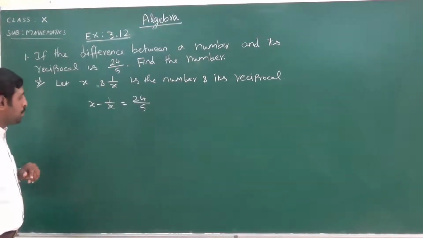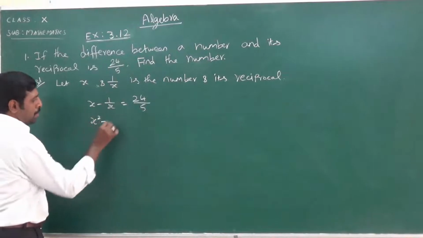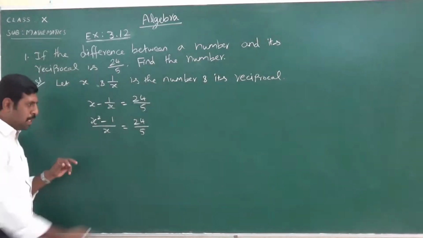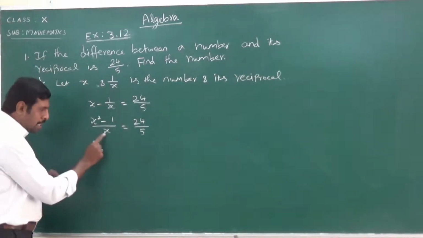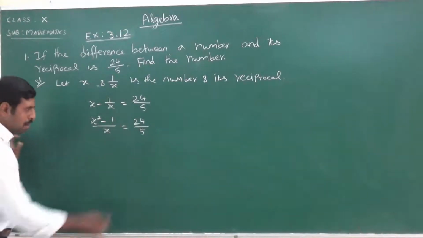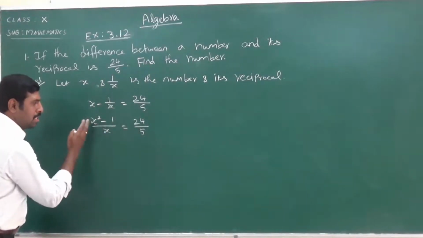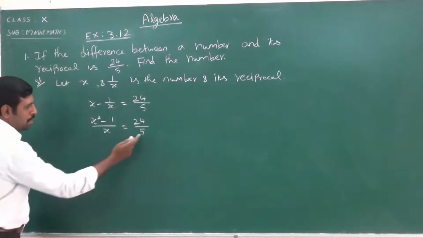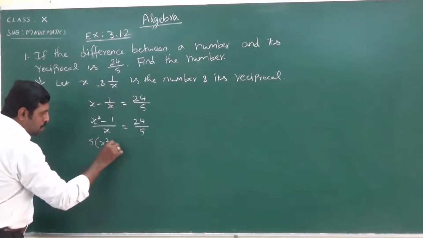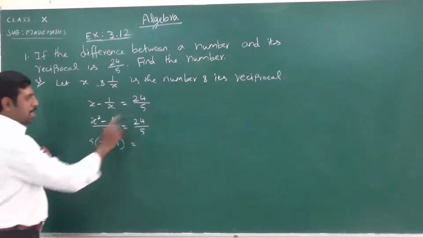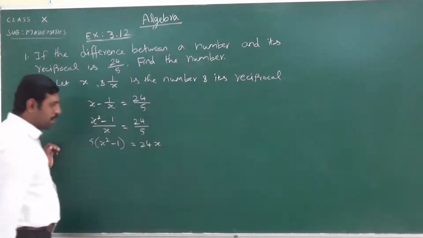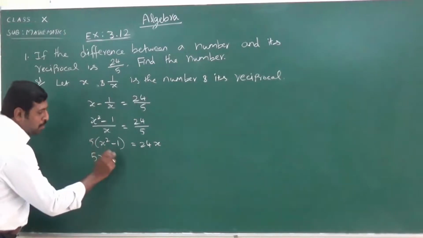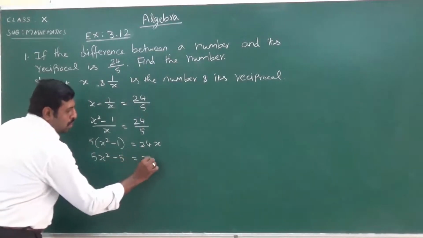Now we have to take LCM. So x square minus 1 divided by x is equal to 24 divided by 5. Now cross multiplication: I take this 5 to the LHS and x to the RHS. See, both are in the denominator. If I take this term to the other side, it is going to multiply, and x also, taken to the other side, is going to multiply the term. So 5 into x square minus 1 is equal to x into 24, which is 24x. Now multiply this 5 inside, we get 5x square, 5 into minus 1 is minus 5, is equal to 24x.